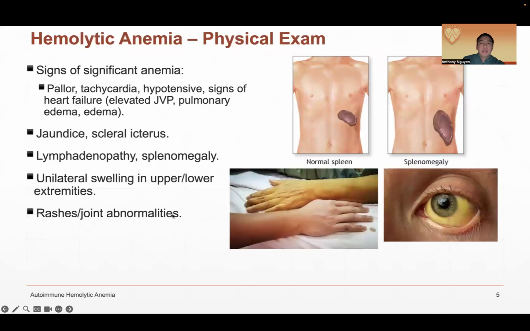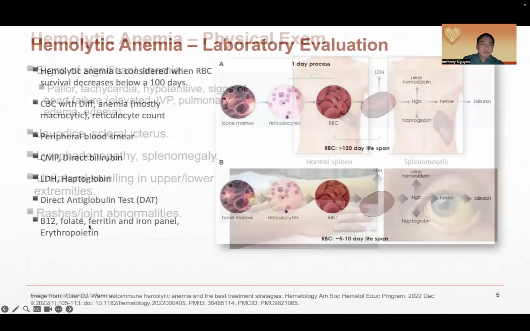Also, during our physical exam for hemolytic anemias, things that we look for are pallor, tachycardia, hypotension, low blood pressure, and signs of heart failure. We also look for jaundice, yellowing of the skin, and also scleral icterus, which is yellowing of the eye. We also look for lymphadenopathy, swelling of the lymph nodes, and splenomegaly, increased size of the spleen. Sometimes we will also see swelling of the upper and lower extremities if a blood clot is present, and we may also see rashes or joint abnormalities when an underlying autoimmune condition such as lupus or rheumatoid arthritis is present.